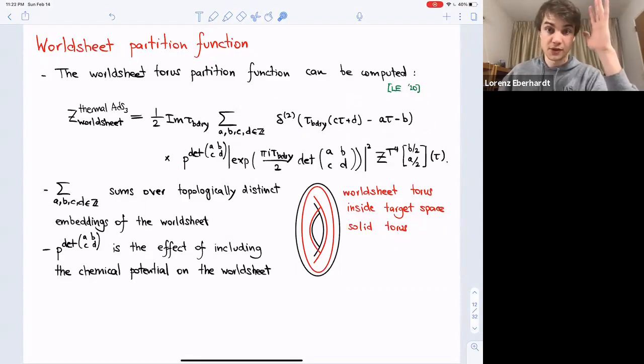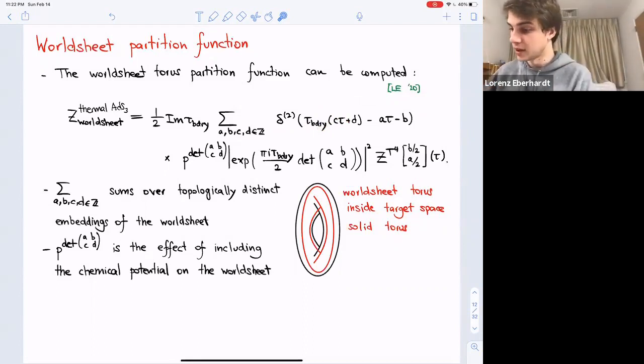Okay, and the most important thing in this partition function is this delta function here. First of all, this partition function, of course, depends on the modular parameter on the worldsheet, that's this tau, but it also depends on the boundary modular parameter, because the orbifold group depended on this boundary modular parameter. The presence of this delta function says that this partition function is mostly 0, except if the two modular parameters satisfy some relation.